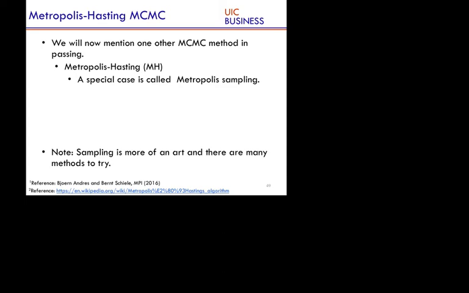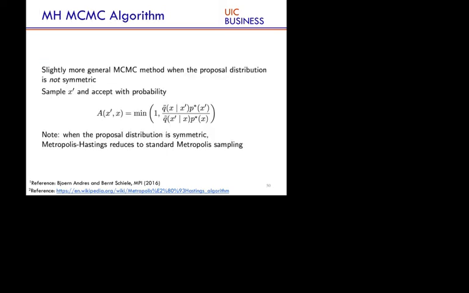And there are many other methods. We will not get into all that. Okay. So what is the Metropolis-Hastings way of generating dependent samples, x superscript 0, x superscript 1, and so on? You start from, let's say, some sample x.